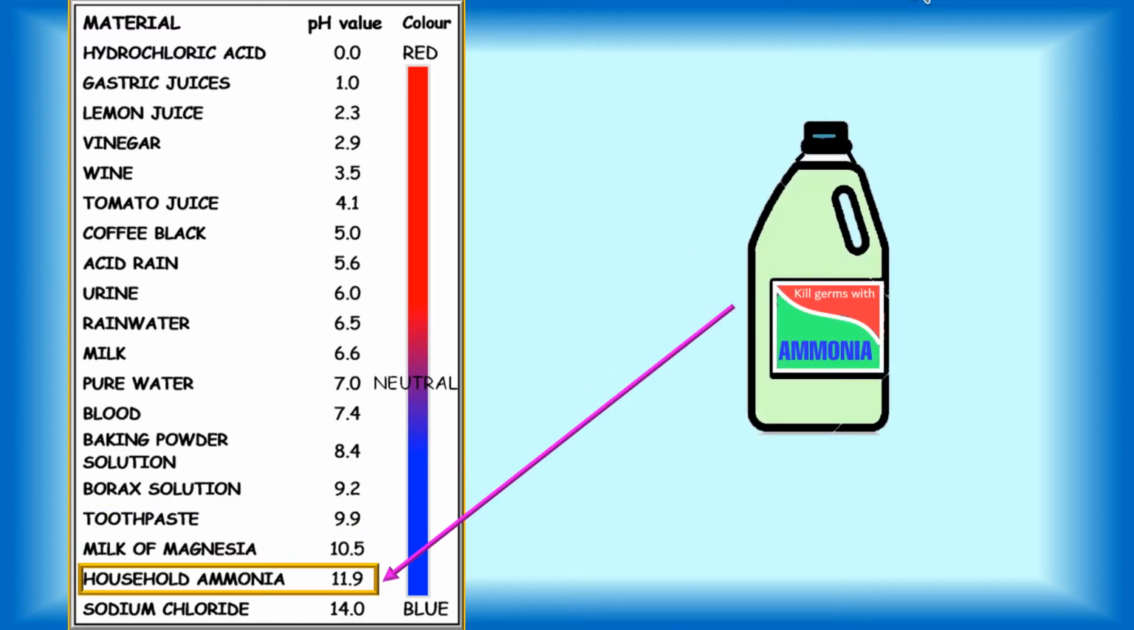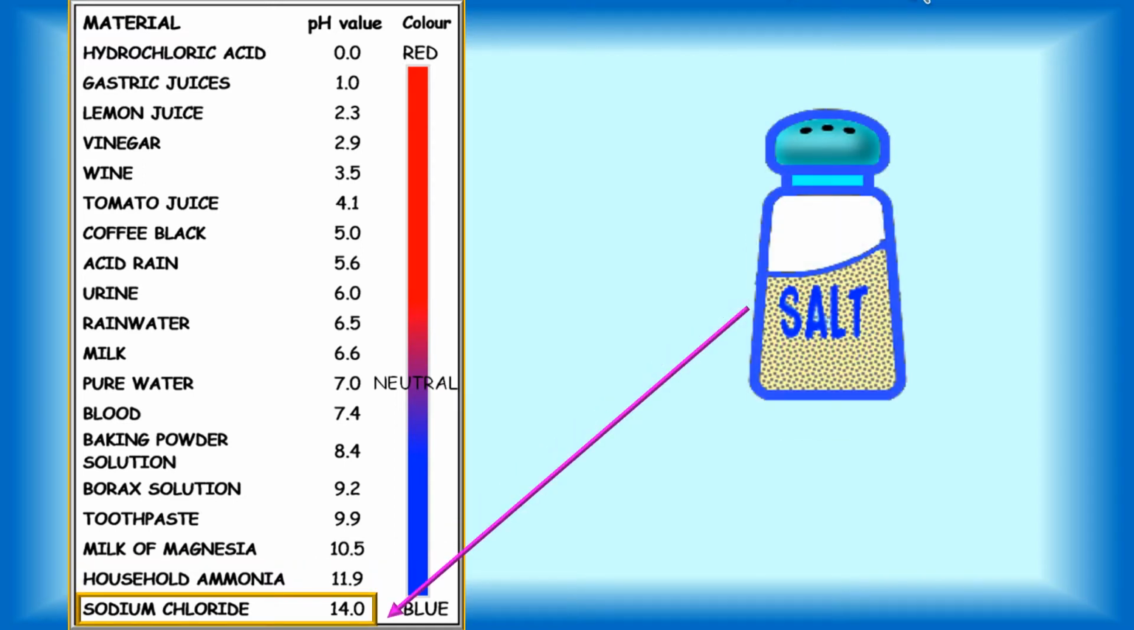Ammonia is used to kill germs. It has a very strong smell. Ammonia has a pH value of 11.9. One of the most base materials is sodium chloride. You probably use the term table salt to describe sodium chloride. We put salt into food for flavor, but it also lowers the acidity of food.